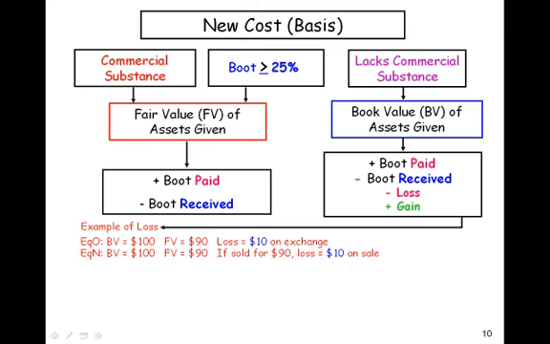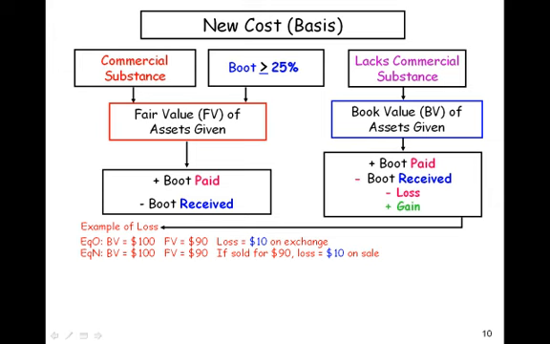Assume that a few days after the exchange, the new equipment is sold. The book value of the new equipment would be the same $100 as the old equipment. The fair value of the new equipment would also be $90 because if it weren't the same, cash would have been part of the exchange to balance the fair value. With a fair value of $90, assume that the equipment is sold for that amount. This would result in a loss of $10.